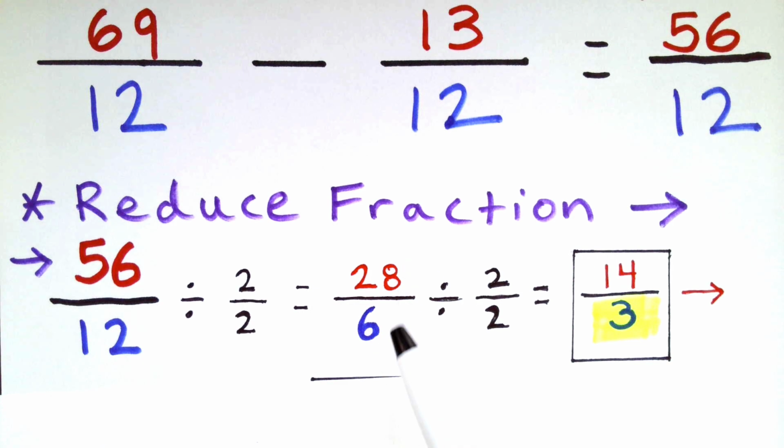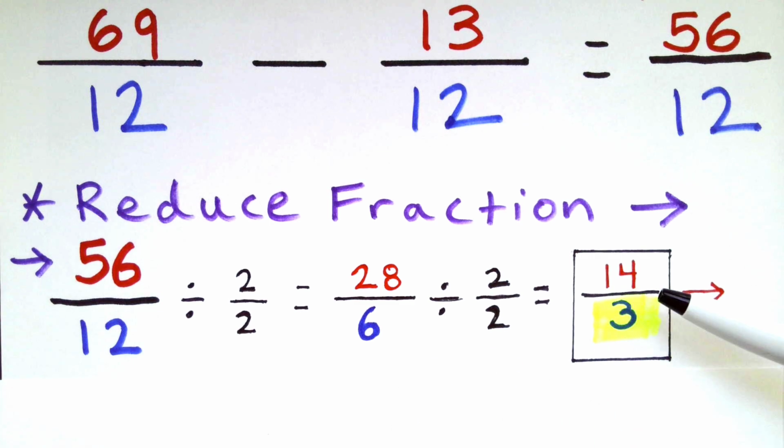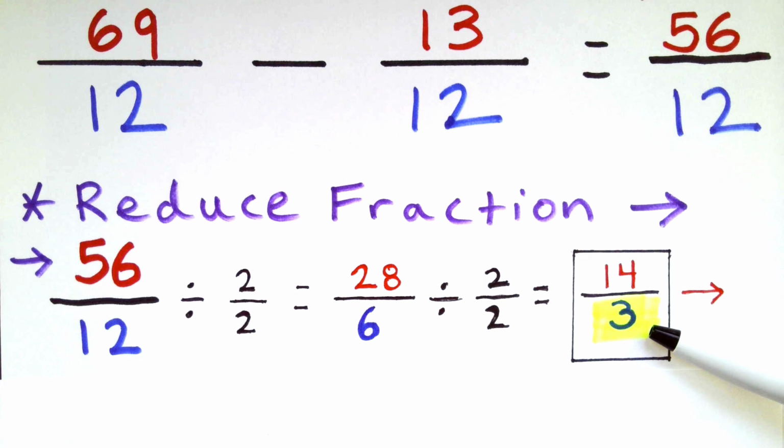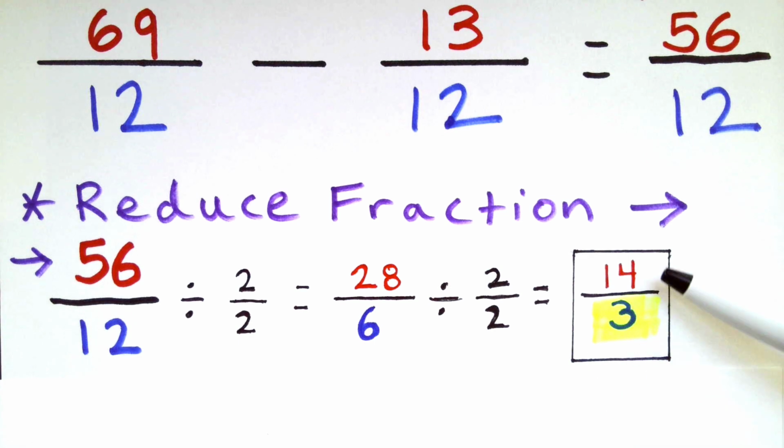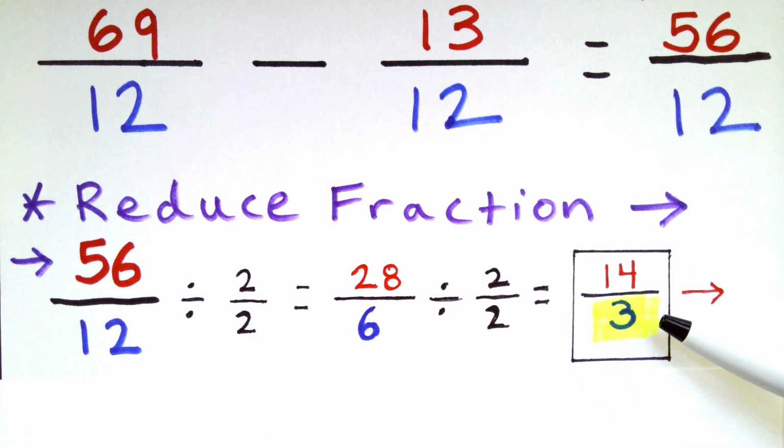Now, even number on top, even number on bottom. I can divide 2 into both top and bottom evenly without a remainder. So 28 divided by 2, 2 goes into 2 one time, 2 goes into 8 4 times, 14. Or I know that because 2 times 14 is 28. 6 divided by 2 is 3, and I know that because 2 times 3 is 6. So I have even number on top, odd number on bottom. Most likely I'm not going to be able to reduce this fraction.